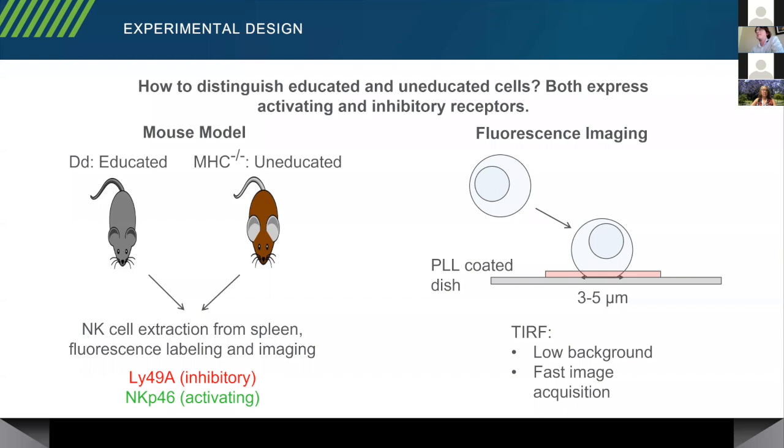For imaging of the primary cells, we chose total internal reflection microscopy, which is a method that exploits the change in refractive index between a cover glass and the aqueous environment of the cell to limit the excitation depth to a few hundred nanometers. So we can get very good signal to noise at the cell interface with the coverslip, at the membrane where the receptors are. And we can acquire images very fast using a camera.